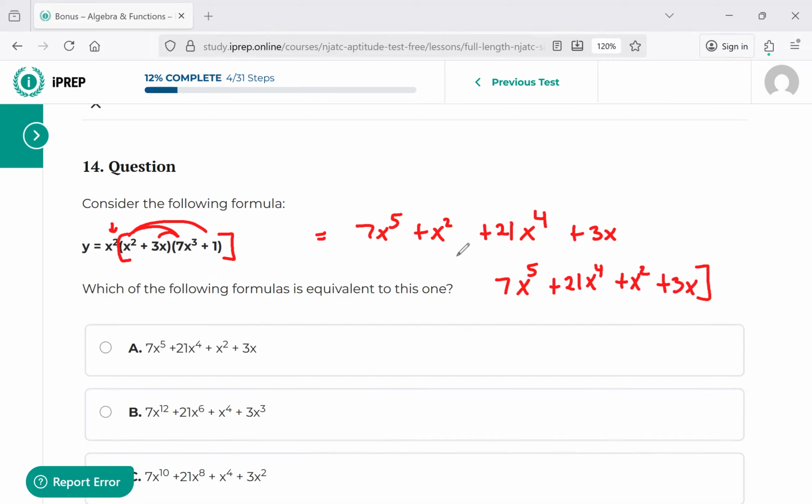Okay, then I will FOIL out that x squared. That's going to be x squared times 7x to the 5th is 7x to the 7th, plus 21x to the 6th, plus x to the 4th, plus 3x cubed. So that looks like it's going to be letter D.